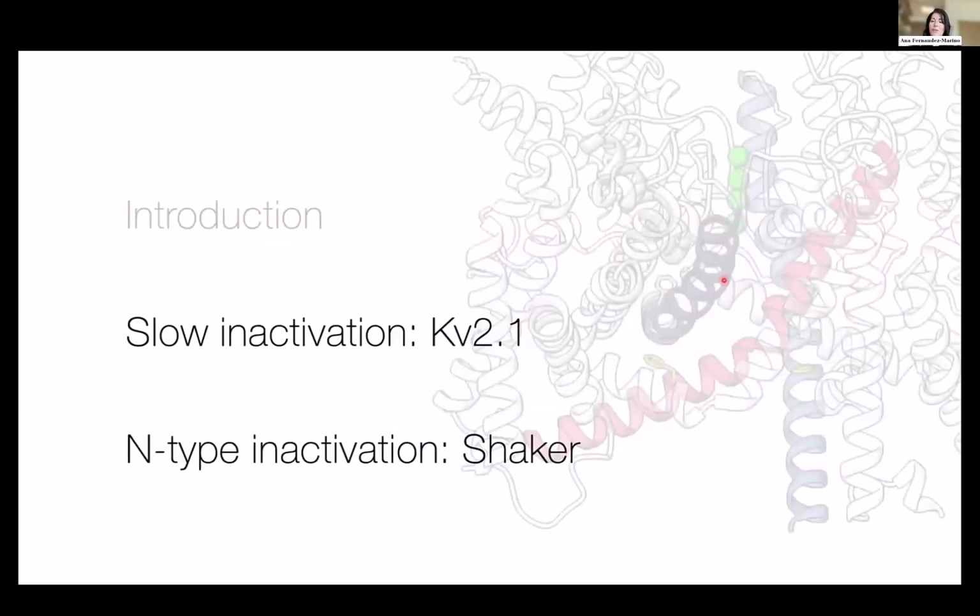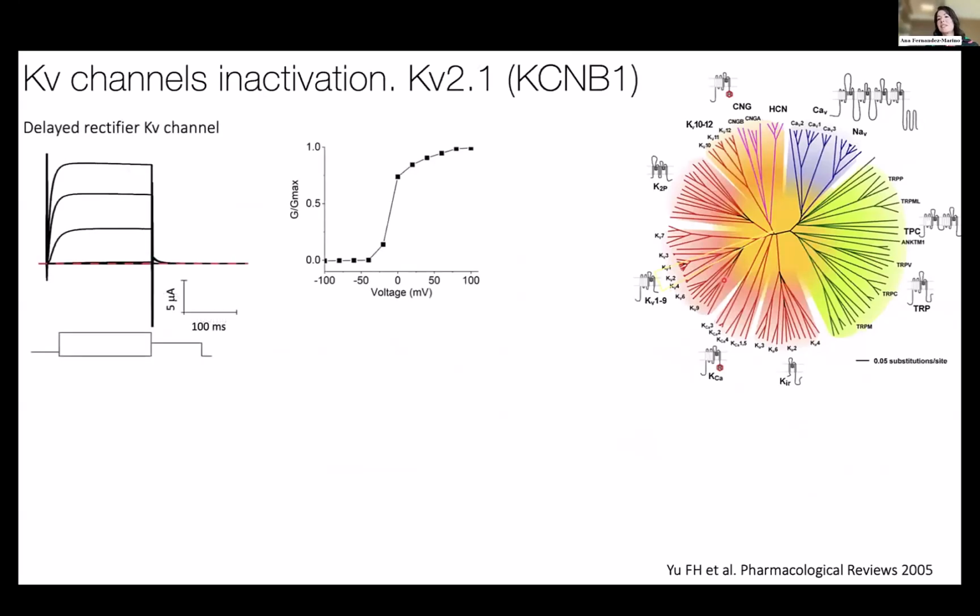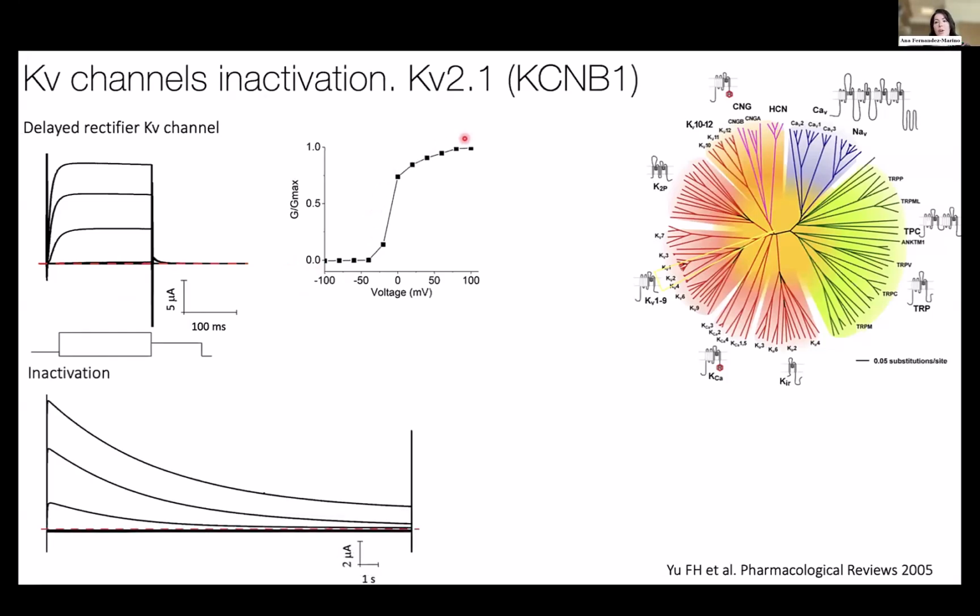So with that, I'll go into the first part of the talk, talking about slow inactivation in Kv2.1. And as you may be familiar, Kv2.1 is a fascinating voltage-gated potassium channel. It's a delayed rectifier. It's very much like the one that Hodgkin and Huxley described back in the day. So you can see these beautiful delayed rectifying currents as a response to depolarizing voltages. It's very voltage dependent, and of course, it undergoes slow inactivation. Just to make clear, this channel does not have fast inactivation. It only has slow inactivation.